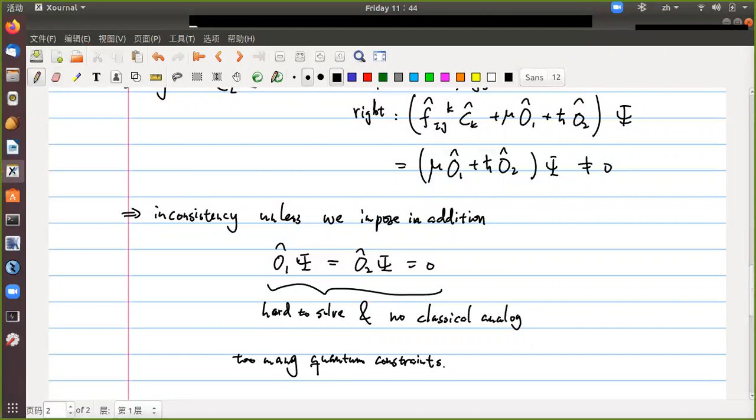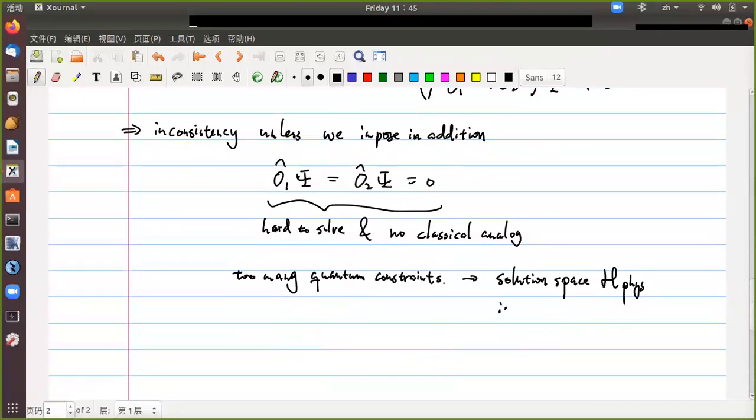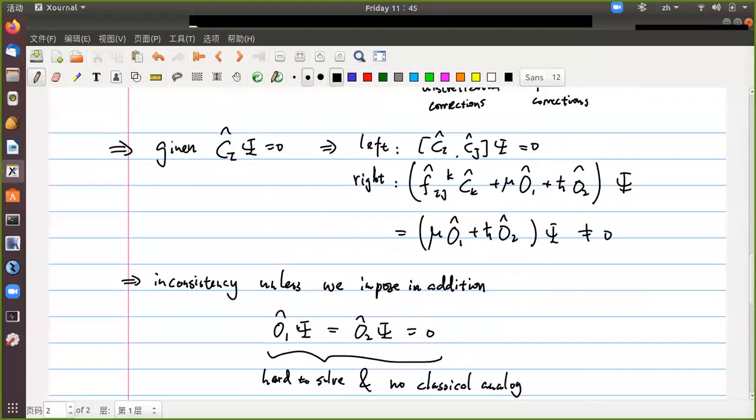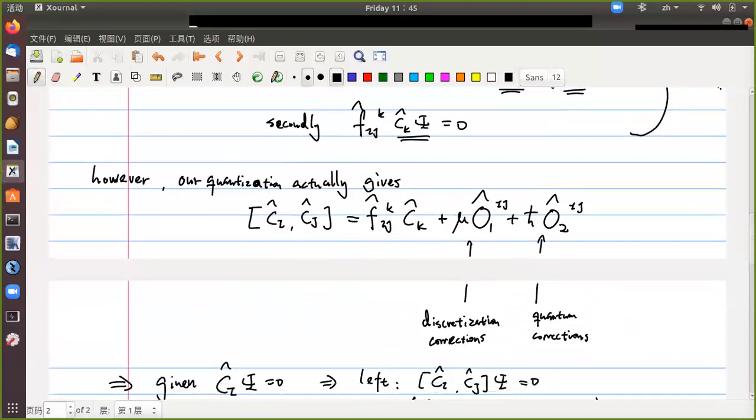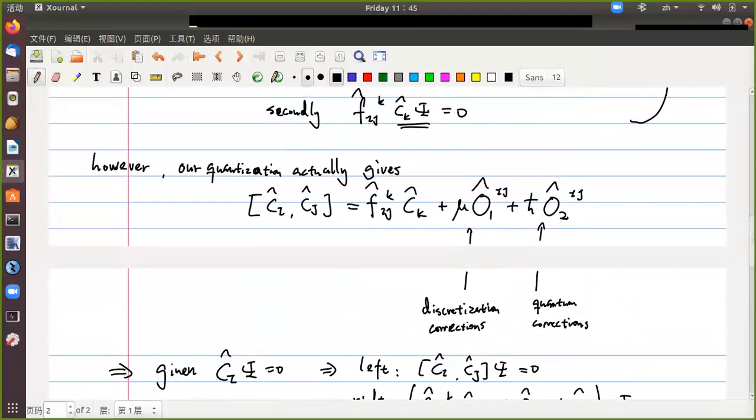Many quantum constraints, and then it leads to the solution space being too small, which is our physical Hilbert space. So this is really a problem coming from quantum anomaly, an anomaly at the quantum level.